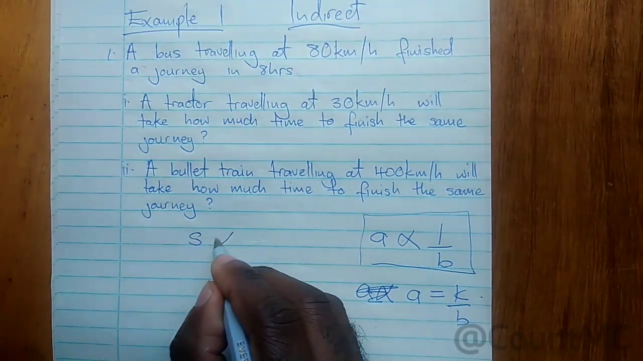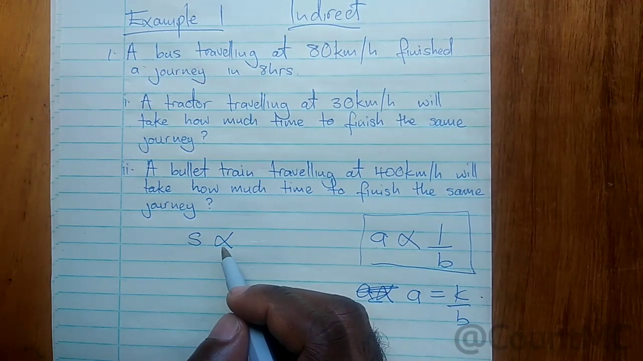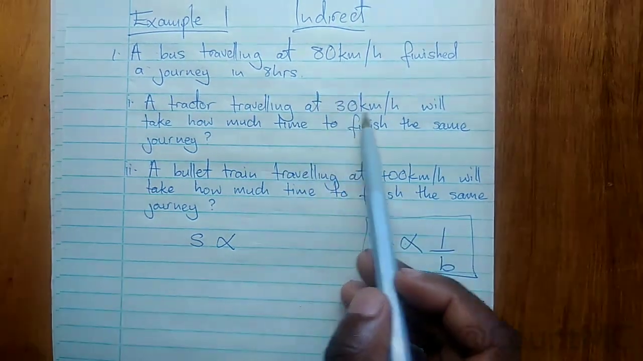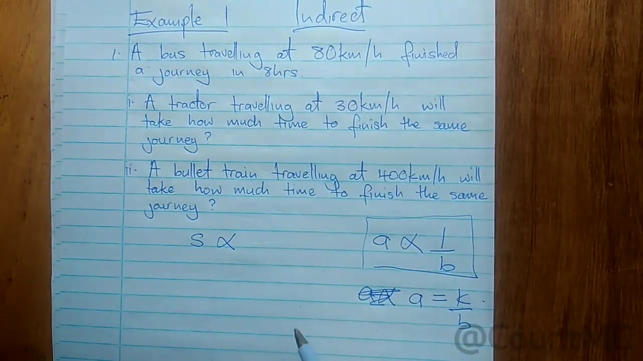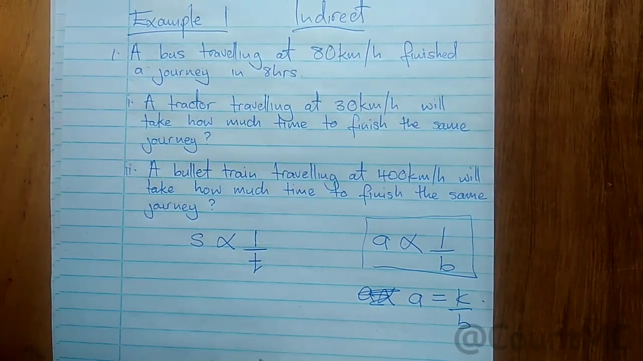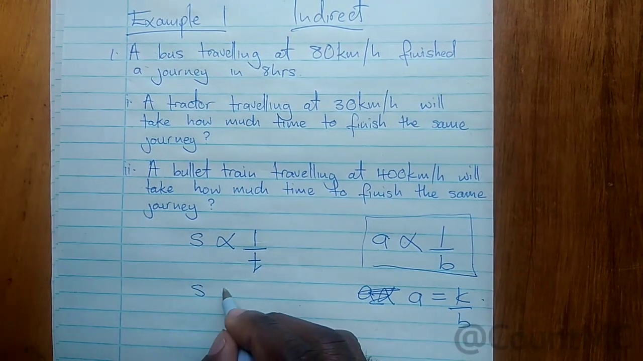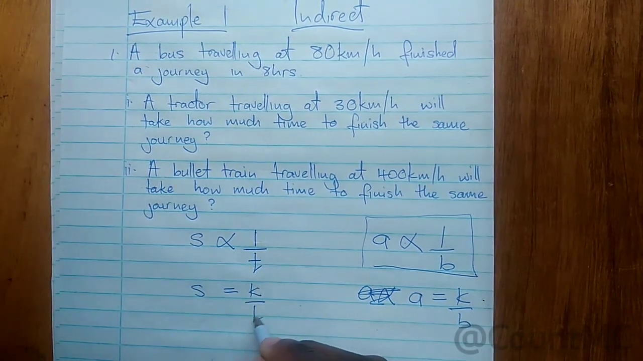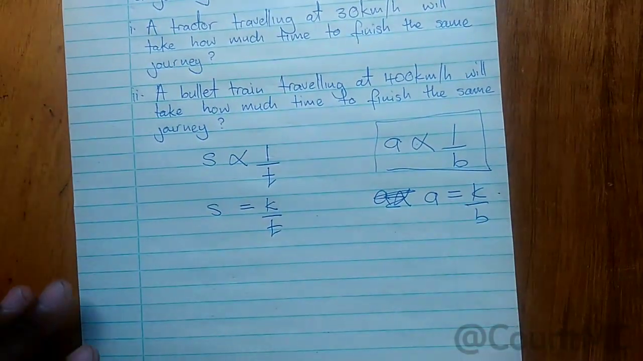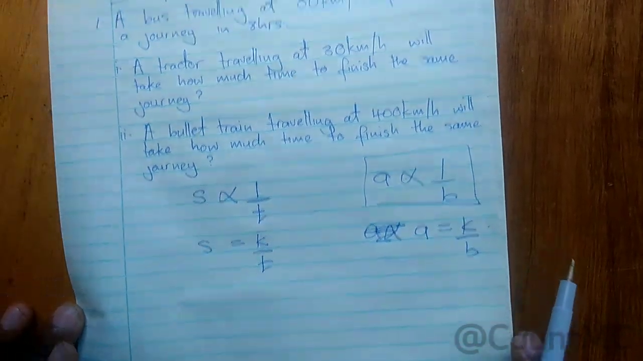Speed is indirectly proportional because this is not a direct proportion. Why? Because when you are decreasing speed, time will increase, so it's indirect. Speed is indirectly proportional to time. Let's remove the alpha. You put S is equal to K over T. So we have our relationship now, but before we continue, we need to find K.